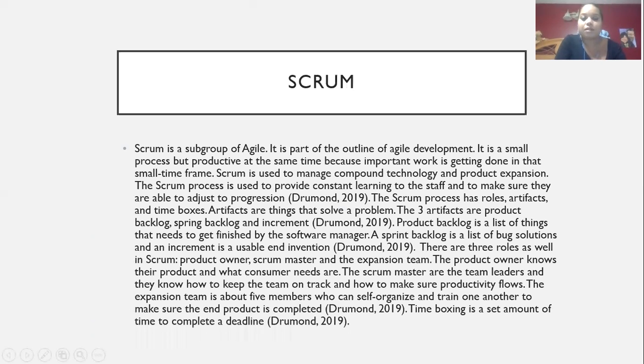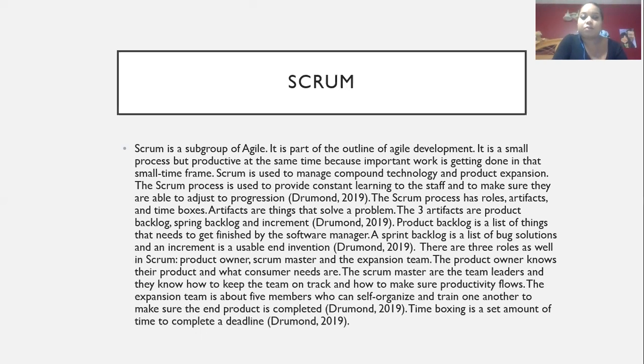My second subject is Scrum, and Scrum is a subgroup of Agile. It is part of the outline of Agile development. It is a small process but productive at the same time, because important work is getting done in that small time frame. Scrum is used to manage compound technology and product expansion, and the Scrum process is used to provide constant learning to the staff and to make sure that they are able to adjust to progression. Same thing with Agile development, the staff should be able to adapt to changing situations.